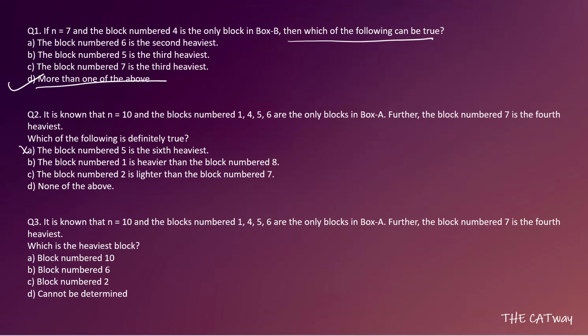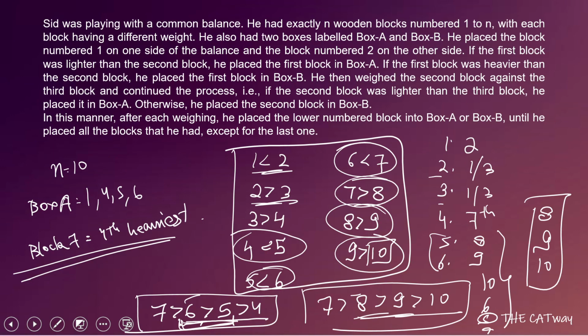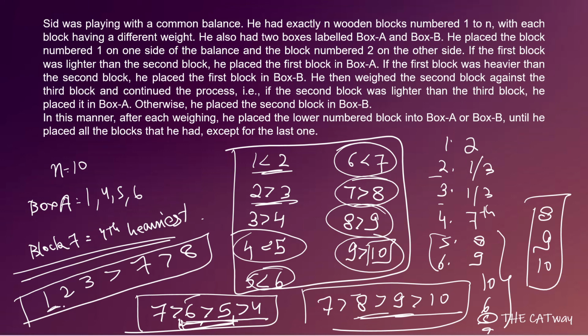Come to option B. It says that block number 1 is heavier than block number 8. We have already found out that blocks 1, 2 and 3 are heavier than 7, and 7 is heavier than 8. This is 100% true. So if it says that block 1 is heavier than 8, this is going to be definitely true.